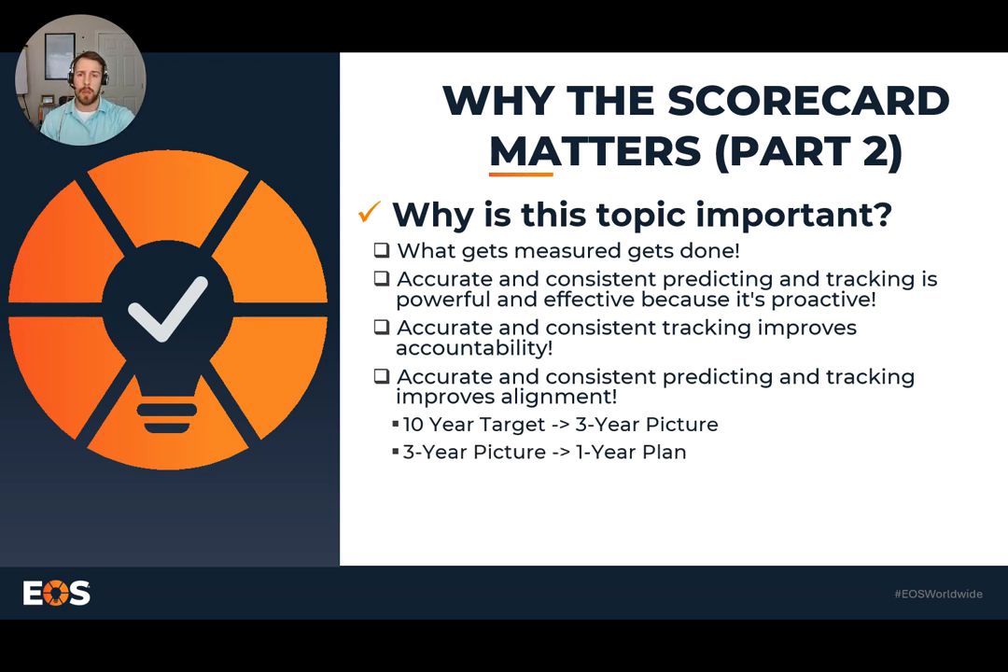And then think through, okay, based on that 3-year picture, what needs to happen in this next year? 1-year plan. What needs to happen in the next year for me to be on track, headed in the right direction for 3 years? And then you break it down and you say, okay, in the next 90 days, we call those rocks. In the next 90 days, what needs to happen to be on track, headed in the right direction for the 1-year plan?